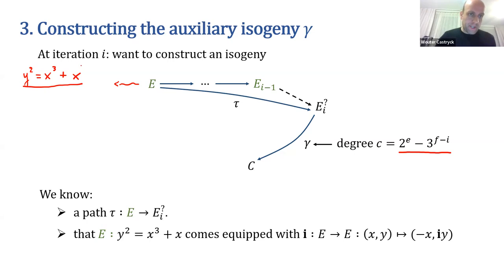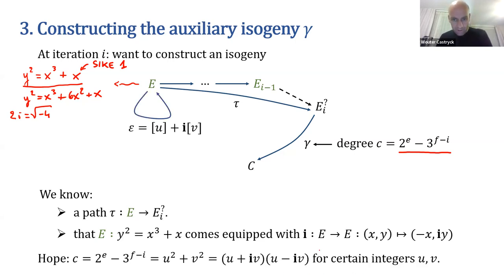In the first submission of SIKE, this was indeed the starting curve that was used. In later submissions of SIKE, they switched to another elliptic curve, but it comes equipped with a very similar endomorphism. So this was not to avoid this endomorphism. This was for different reasons. So basically, it comes with an endomorphism which is 2i, so a square root of minus 4 instead of minus 1, but that's good enough. Okay, so we are going to exploit this.